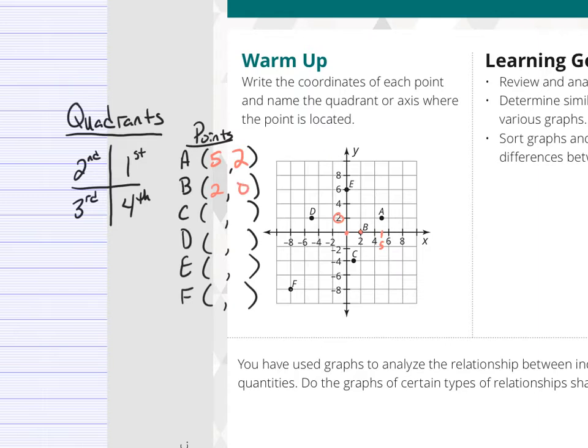And I'm going to do one more. Let's jump down here to F. On the x-axis, it is at -8. F is -8, and on the y-axis, if I look across, it's also -8. So here's a quick reminder of quadrants and how to do a couple of points.